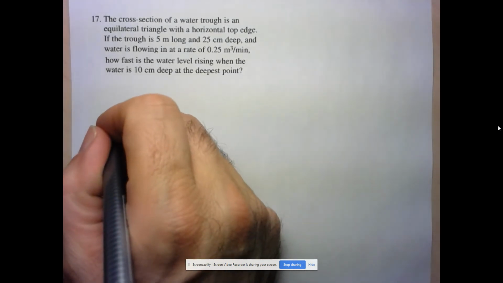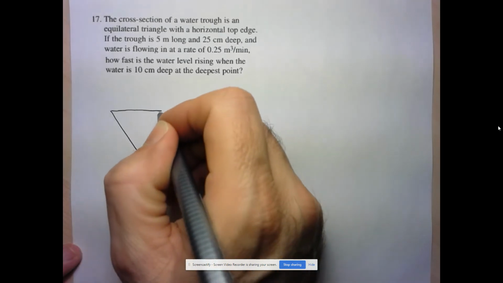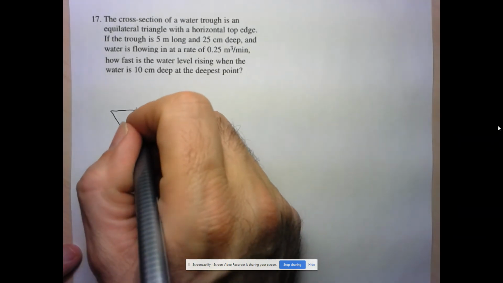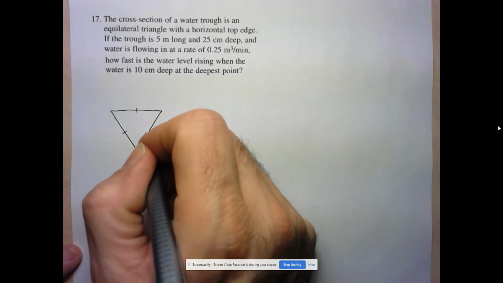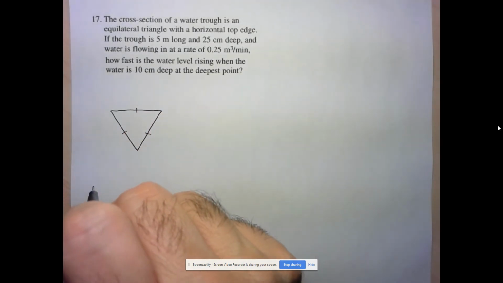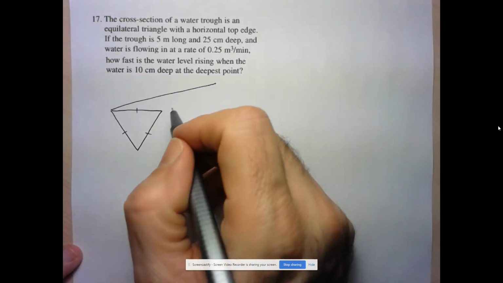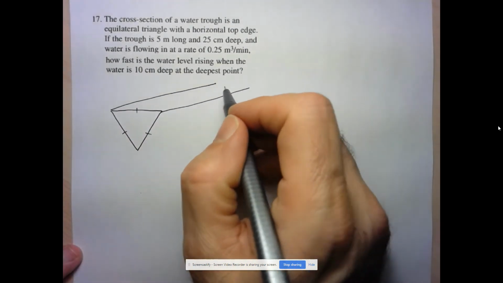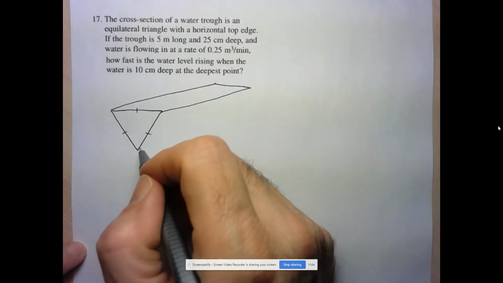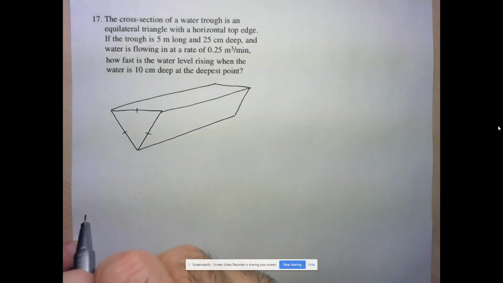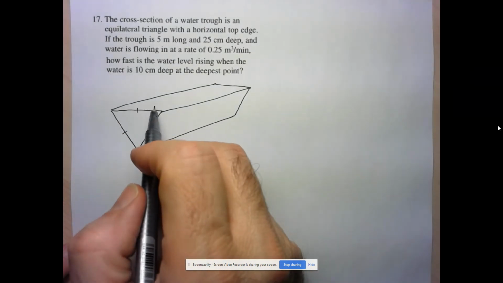The base of this trough is going to be an equilateral triangle. Presumably that'll be of some use to us, since they're specifically telling us that it's equilateral. And then, of course, there's the length of the trough. So there we go, we're working with a shape that looks like this, and water is flowing in.